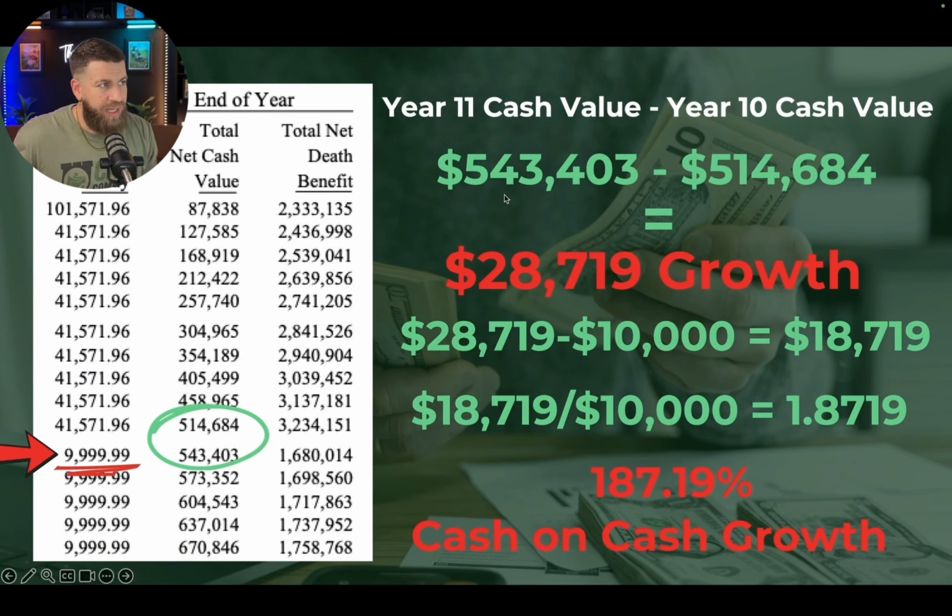So just to make sure you guys see this math, you're taking 543,403, you're subtracting the previous year. That's how much you have. You take that number, you subtract 10,000. That gives you the amount of net that it grew. You take that number, you divide it by 10,000, and that gives you 1.8719. You move the decimal place 2 times, you have 187.19% cash on cash growth. You got yourself a money making machine here.